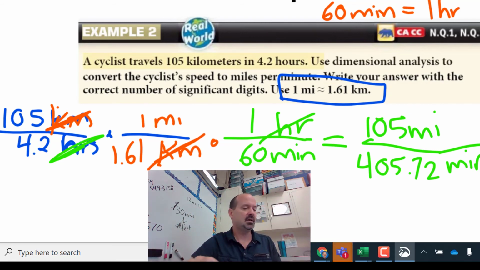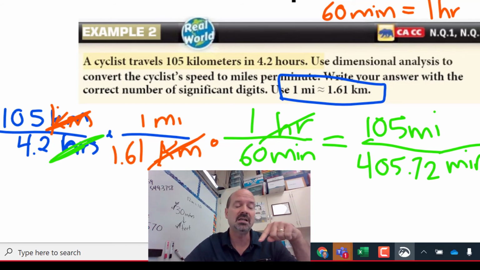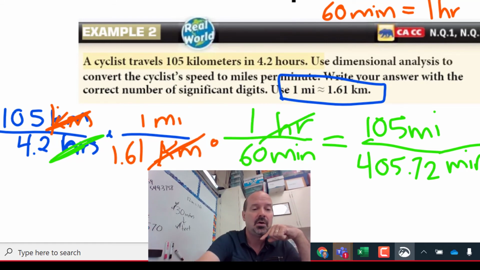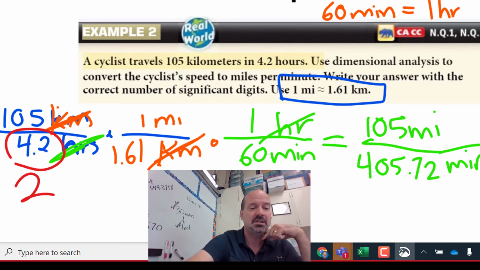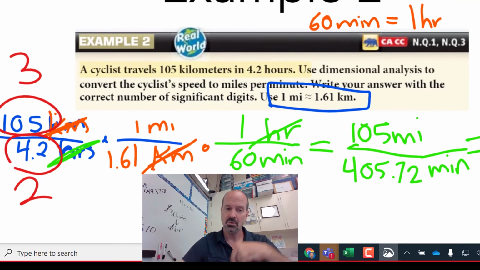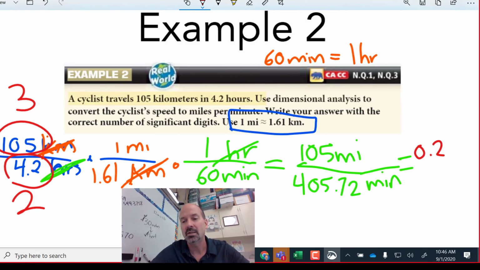So I'm just going to write down, how many of them do I write down? Well, they say to use the correct number of significant digits. How many digits were in the numbers I started with? Well, 4.2 has 2 digits, and 105 has 3. Which one's less? 2. So I can't have more than 2 significant digits in my answer, so I'm going to round it to 0.26. That has 2 significant digits because the leading 0 at the beginning doesn't count. All right, and that's example number 2.